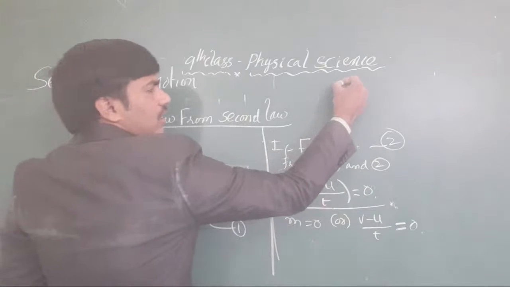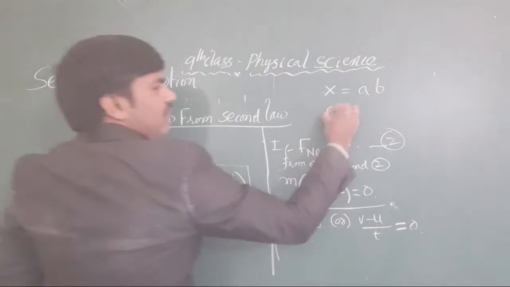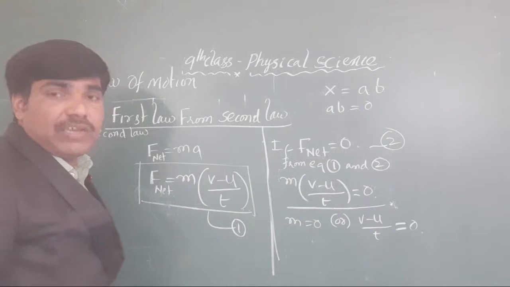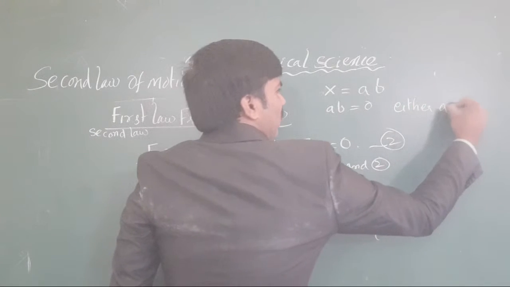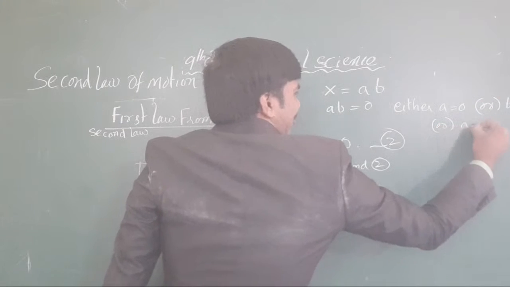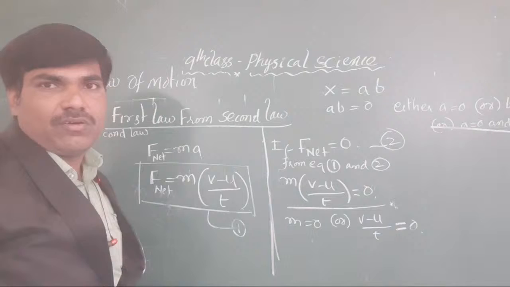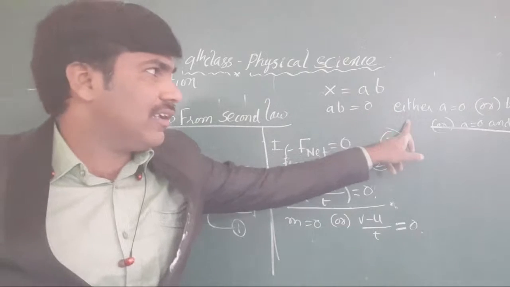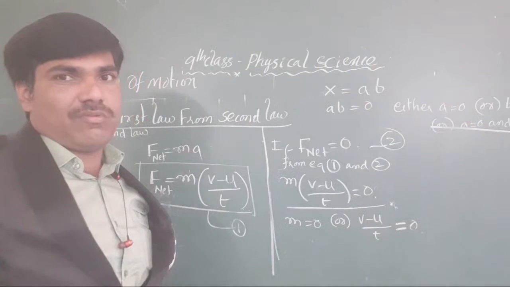Suppose you take X = A times B, and AB is equal to 0. When does AB become 0? Either A is equal to 0, or B is equal to 0, or A and B are both equal to 0. This is only the mathematical condition, or not? When X is taken as AB, either A equals 0 or B equals 0 or both are 0, compulsorily.